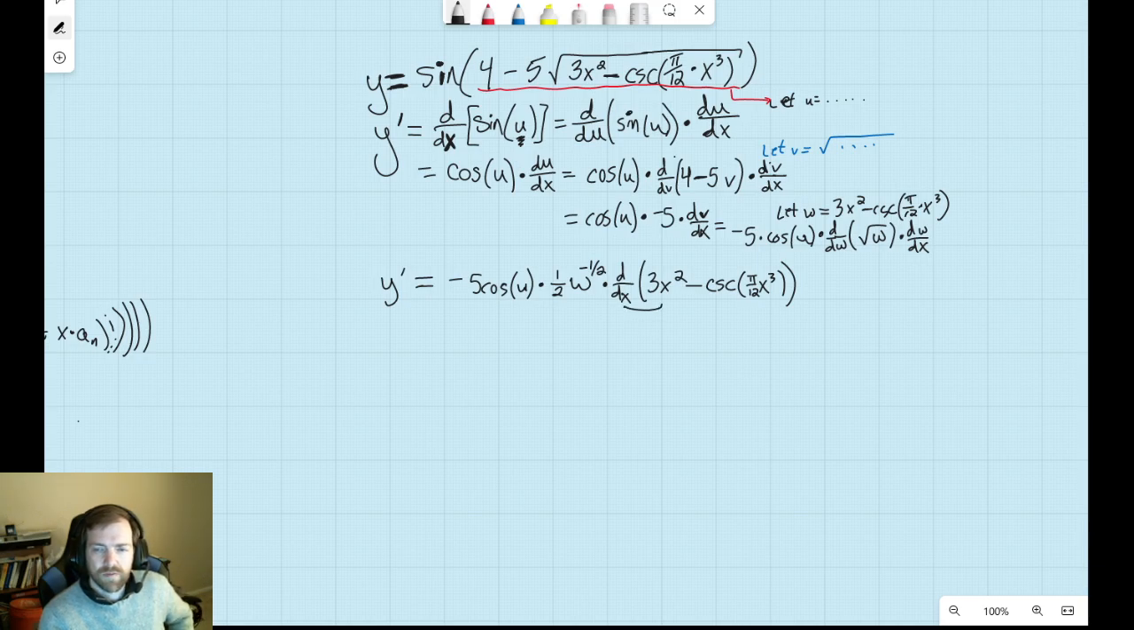So let's do this last one without changing anything. This is going to get us a negative 5 cosine of u over 2, so negative 5 over 2, times 1 over square root of w, times, and then here, we take down the 2, that's going to make a 6x minus, parentheses, the derivative of a cosecant is a negative cosecant of all the stuff that's in there, cotangent of all the stuff that's in there.